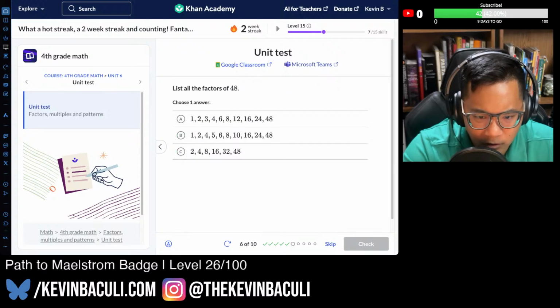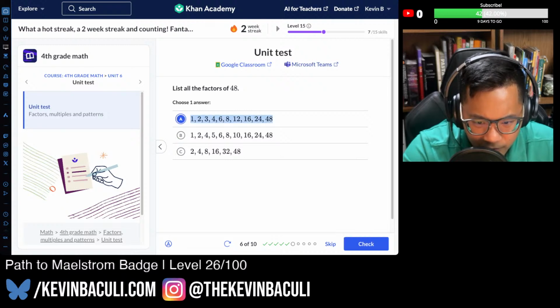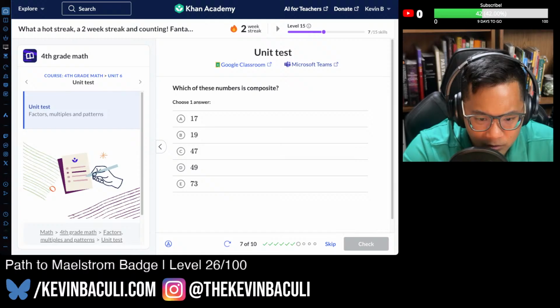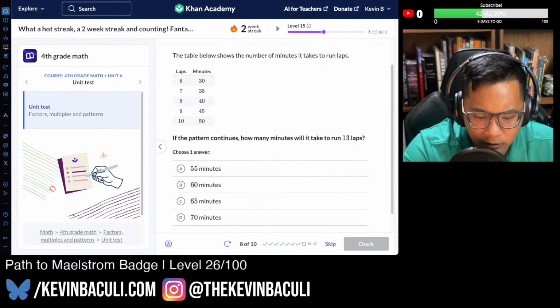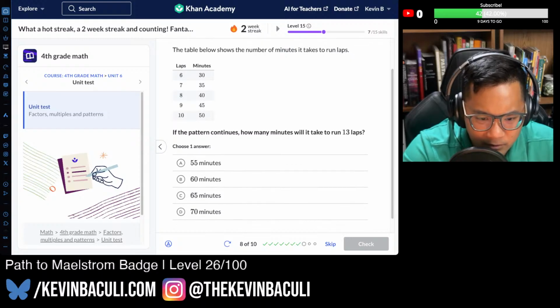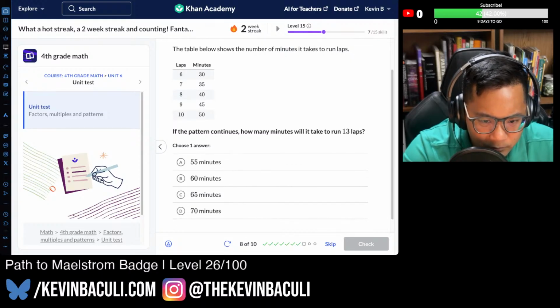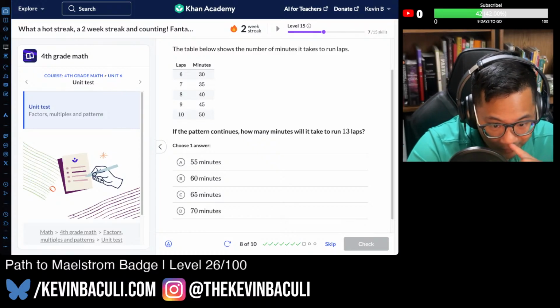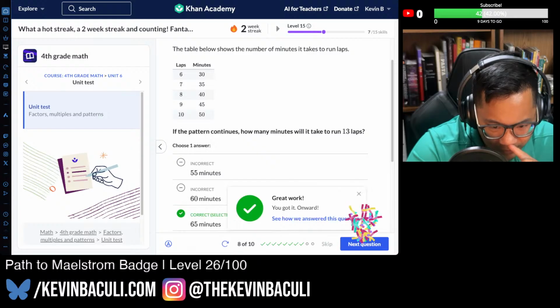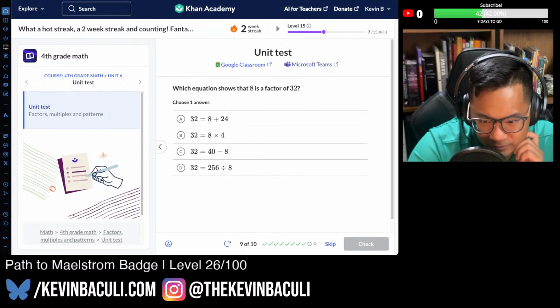Yep. That's all the factors for 48. Well, that'd be 1. Not 5, 5 is not a factor. It's composite. This one. If the pattern features how many? 13 laps. It's 5 minutes. What equation shows that 8 is a factor of 32?